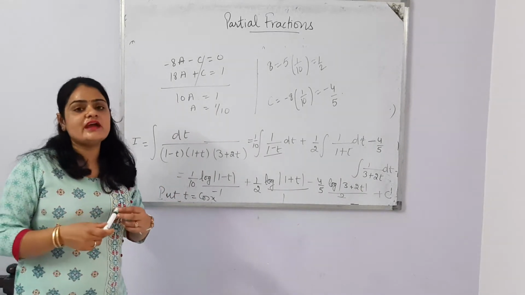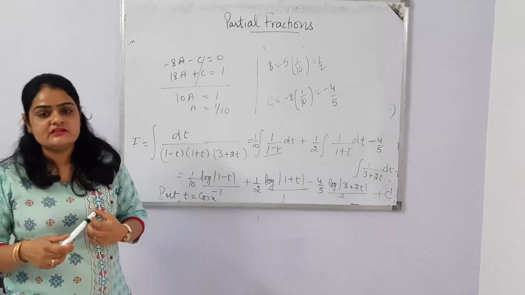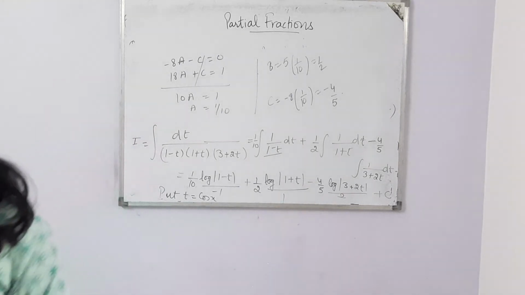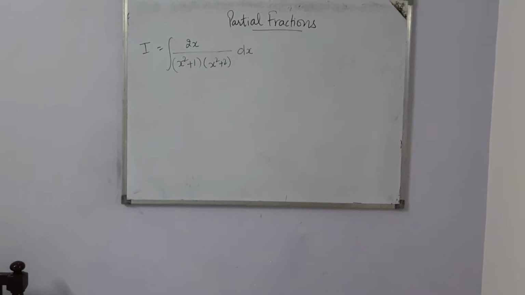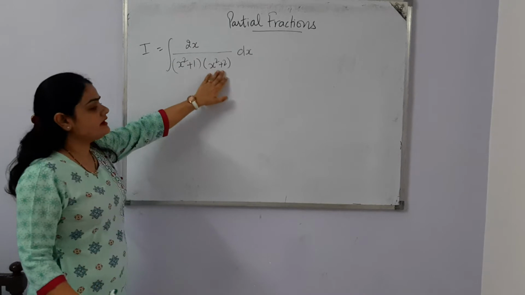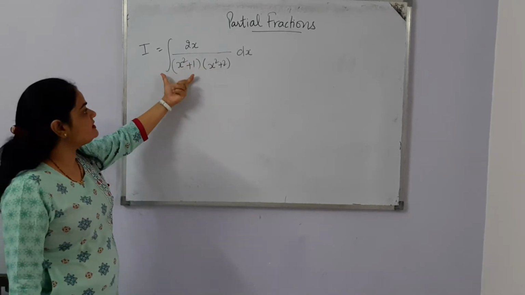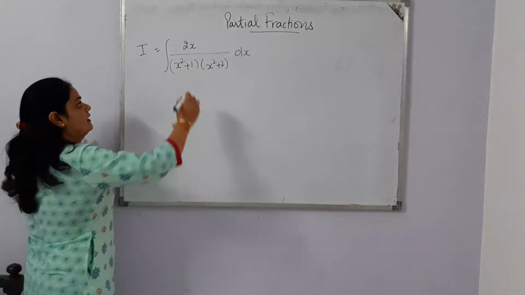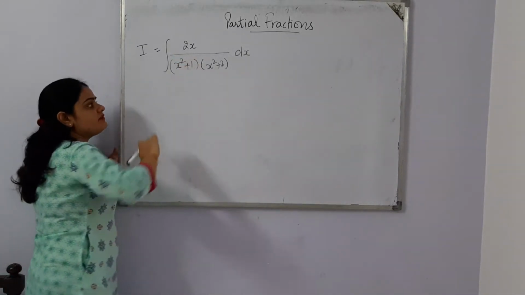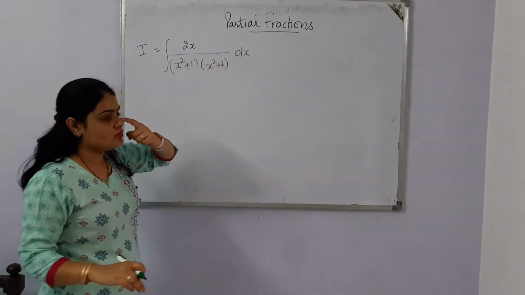In that case, what do we have to do, how can we take the partial fractions? Let's learn. Now in this question we have 2x upon (x square plus 1)(x square plus 2). What you are seeing is that factors are available, but these are not linear factors. Here the variable's power is 2, and here again the variable's power is 2.